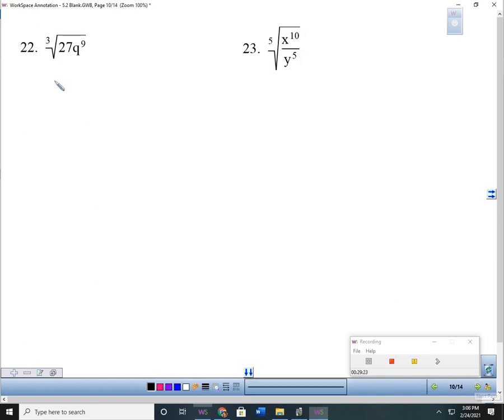All right, so let's split this up into the cube root of 27 and the cube root of q to the 9th. So 27, that is a perfect cube. So the cube root of 27 is 3. And what's the cube root of q to the 9th? Q to the 3rd.